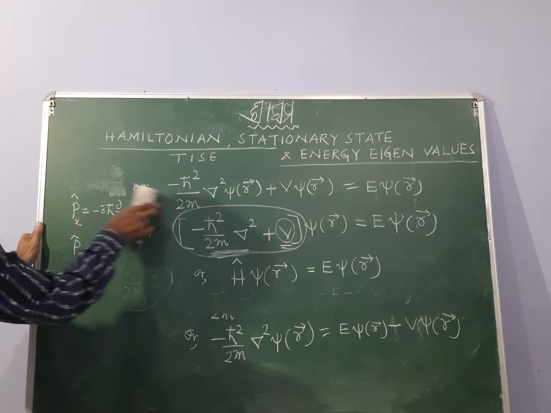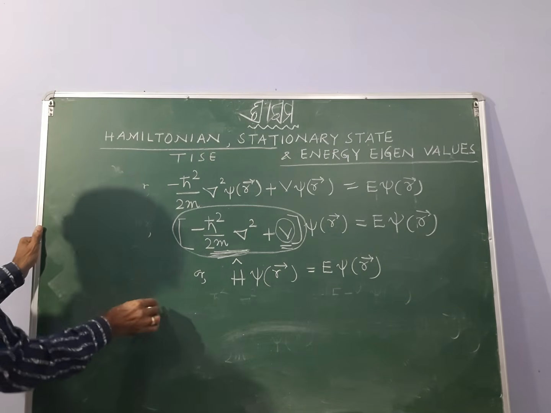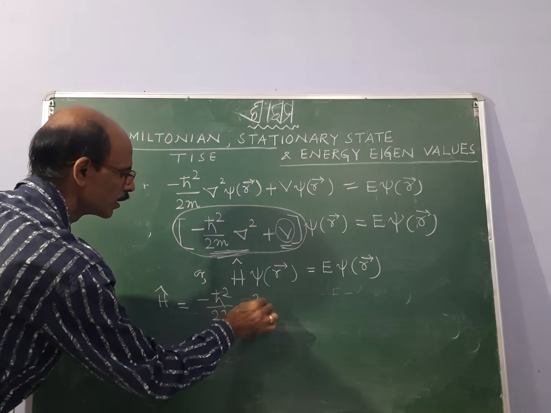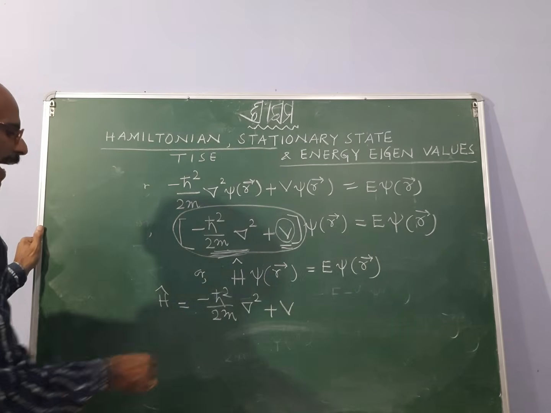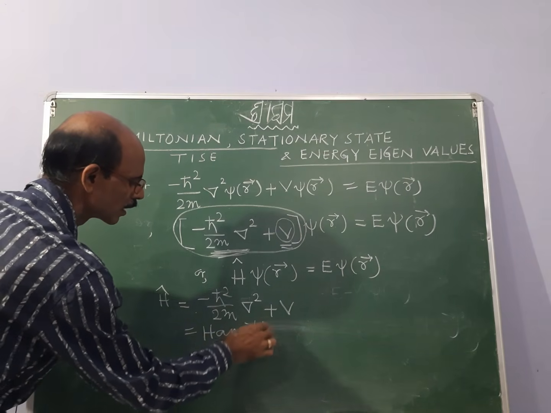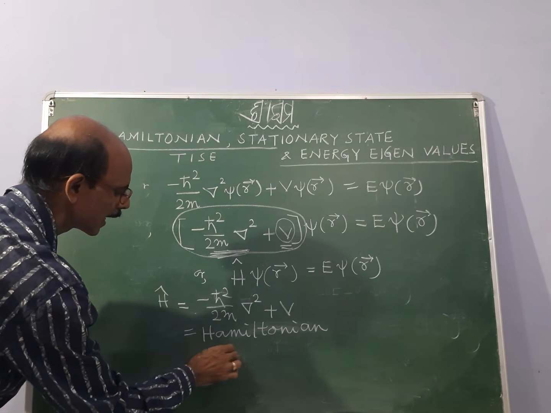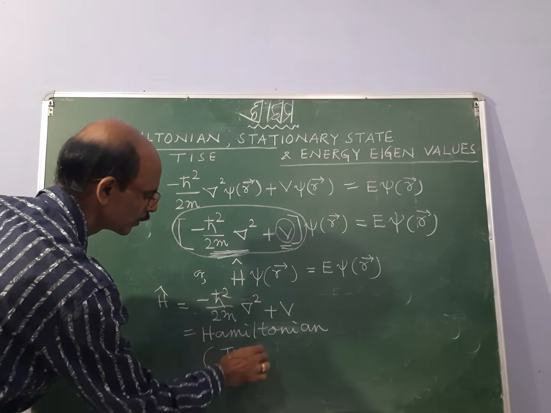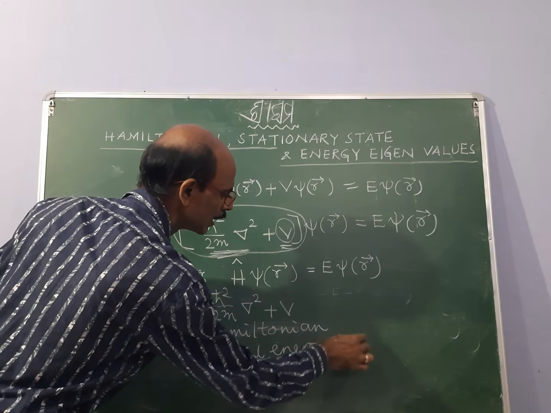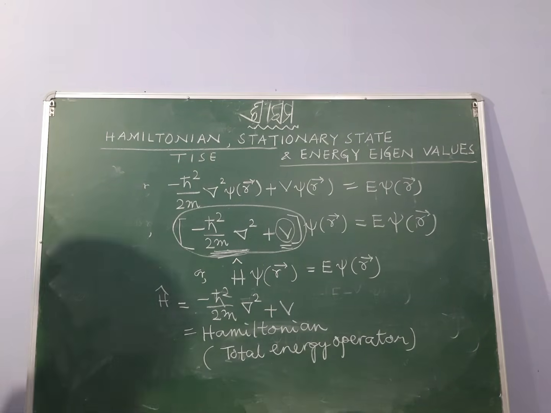And what is H here? This H is nothing but minus h cut square by 2m grad square plus V. And this is known as the Hamiltonian. That means it is the total energy operator, the total mechanical energy operator, that is the sum of kinetic energy and potential energy.